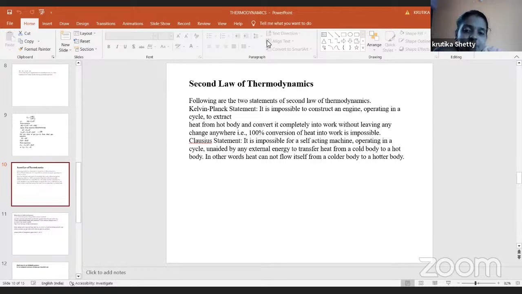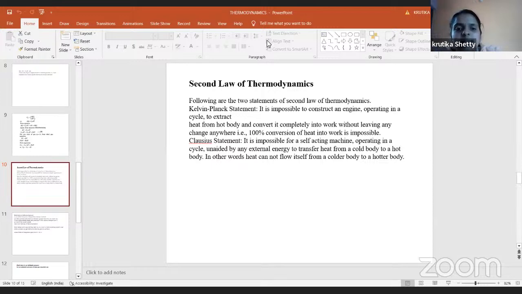What is the Kelvin-Planck statement? It is impossible to construct an engine operating in a cycle to extract heat from a hot body and convert it completely into work. So in short, they say 100% work done is not possible. Whatever energy you give to any system or body, 100% work done we are not getting. For example, for vehicles like a car or bike, you use petrol or diesel. If it is 500 rupees of petrol, the entire 500 rupees of petrol does not give you 100% output as work done.